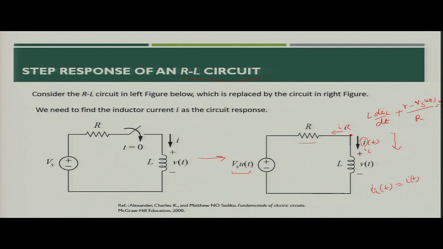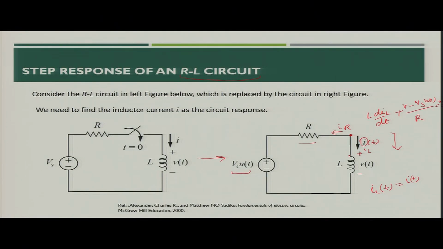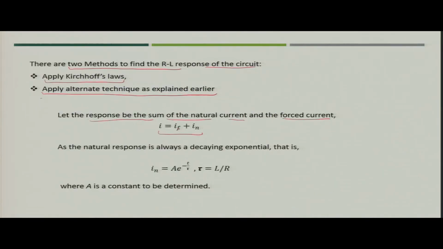So, this would be the first case, meaning you apply Kirchhoff's law and solve it, but now we will use an alternate technique which we just explained, which is easier to derive and use. Now let us say that the response will be the sum of natural current and forced current. So, you can say that the total current I in this figure, through the inductor, is I is nothing but If plus In, that is forced response plus natural response.